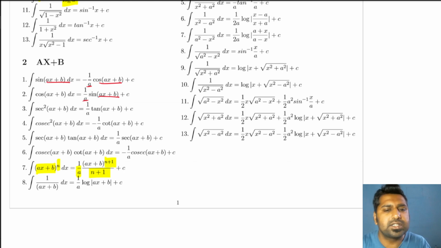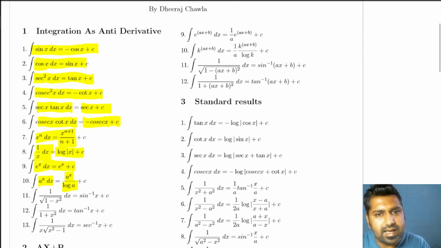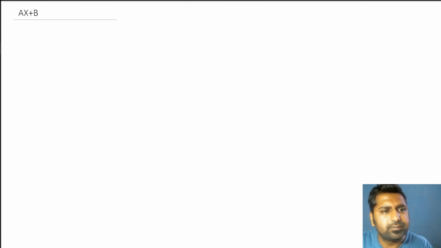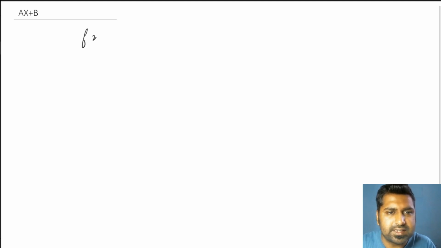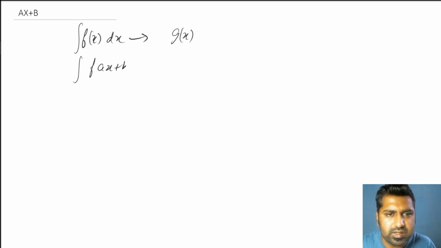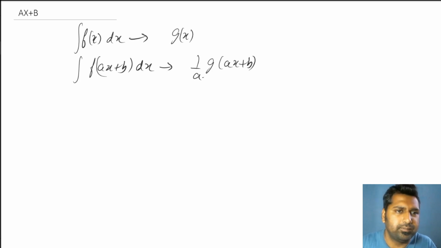So all the standard integration results, the 10 results that I talked about, are still applicable. It's just that now you have to divide by a. Let's learn from the questions. You can refer to the sheet later. If the integration of f(x) is, let's say, g(x), that's the overall sense of it, then the integration of f(ax plus b) will be g(ax plus b), same function, just that 1 by a will be additional. Okay, let's learn it from this example.